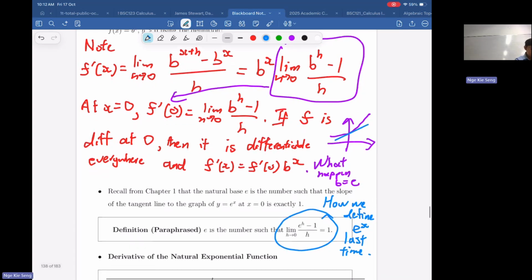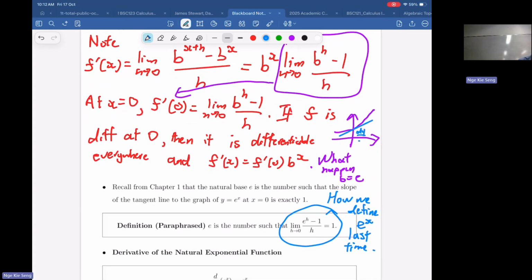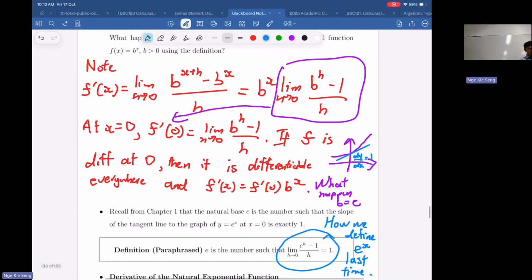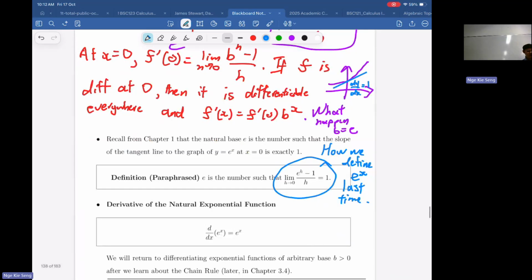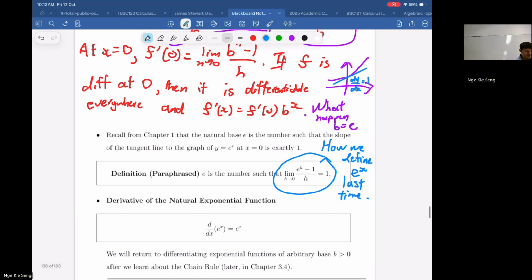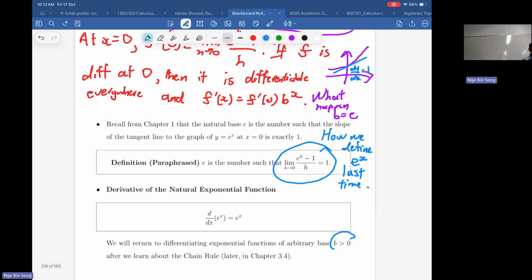So last time we defined this dy dx here is 1. So if this limit is always 1, then this tells you that d over dx of e^x is just e^x itself. So that part becomes 1. But for arbitrary b, we will do it later. We just know when b equals e for now. So that's why you differentiate e^x is always e^x.